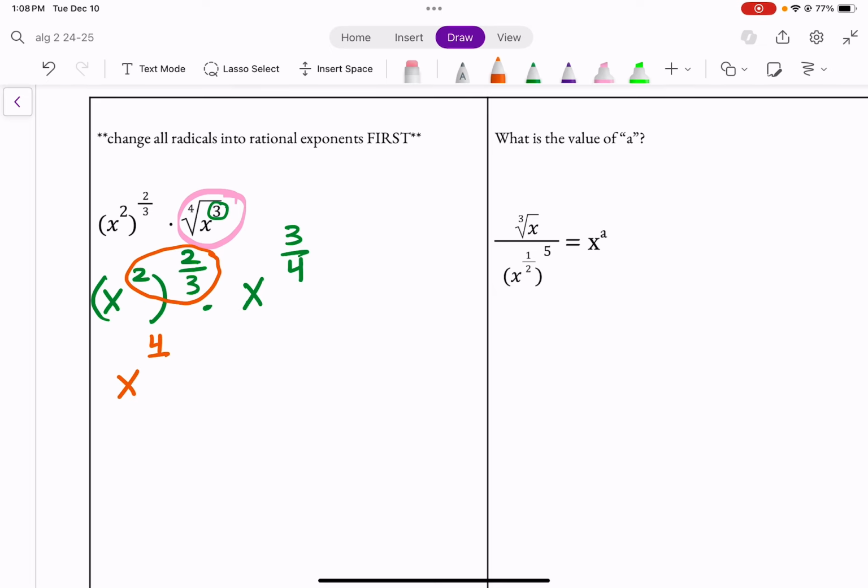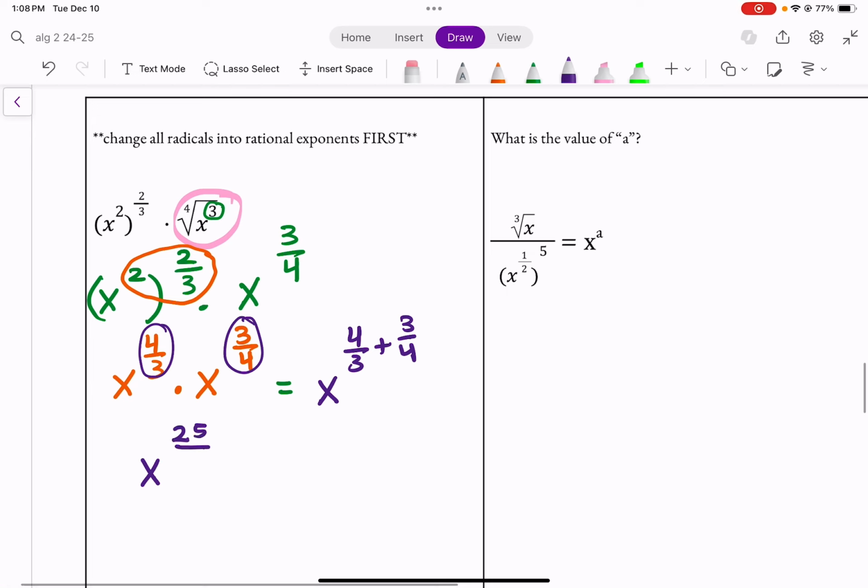So you're going to get 4 over 3, and then we still have this right here, okay? Now remember, when we multiply, we add the exponents together, right? So I'm going to add these two things together, which again, just do in your calculator, okay? When you do that, you should get 25 over 12, right? And so this is now fully simplified. You can't simplify this any further. So this has become x to the power of 25 over 12, okay?